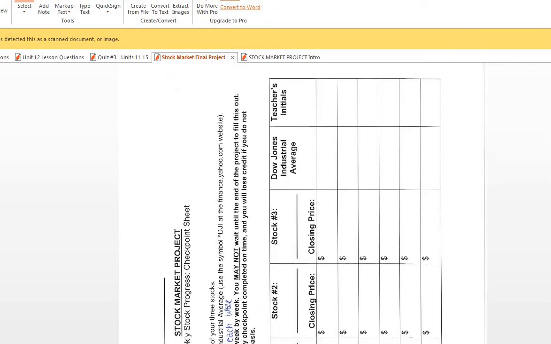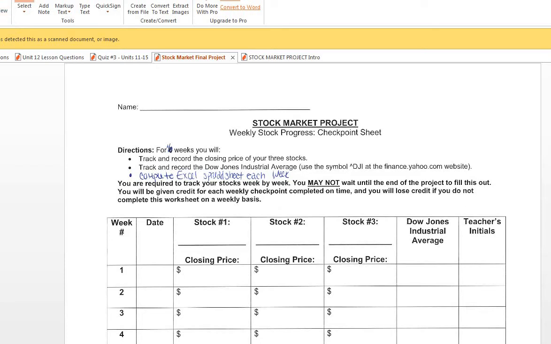So this one is sideways, and for some reason I don't have the ability to, let's see, rotate view. Let's see if I can do it. Yep, I do have the ability to rotate that view. So this is the last thing that you need to do to complete this part 1 of your stock market project.